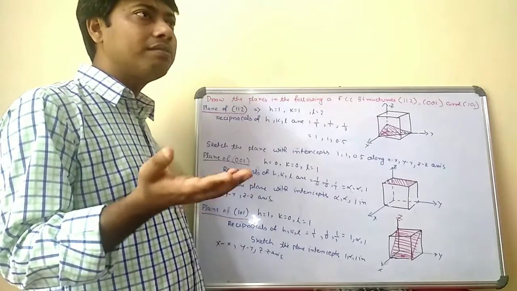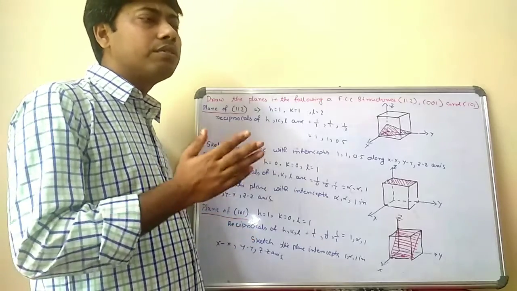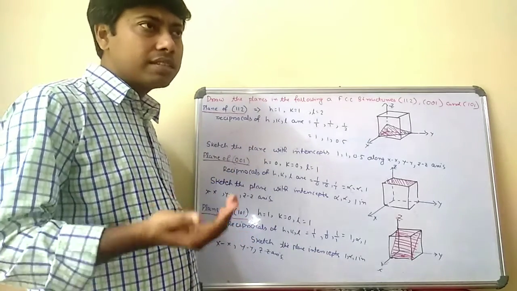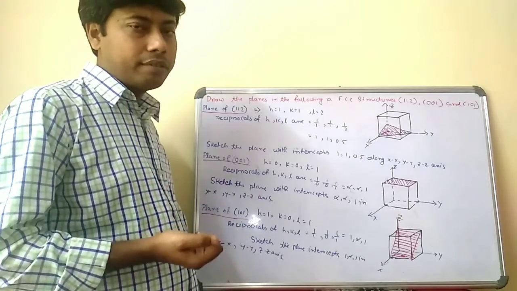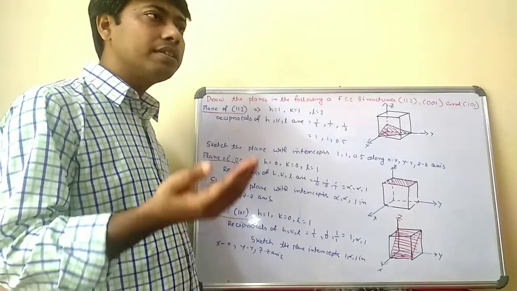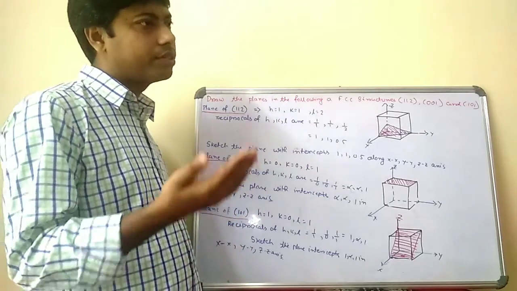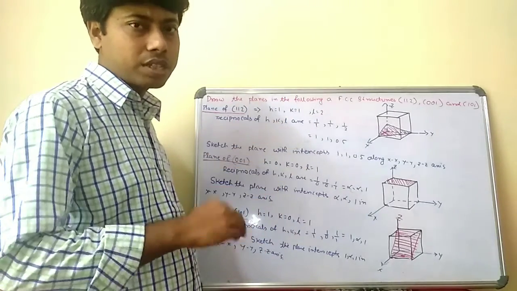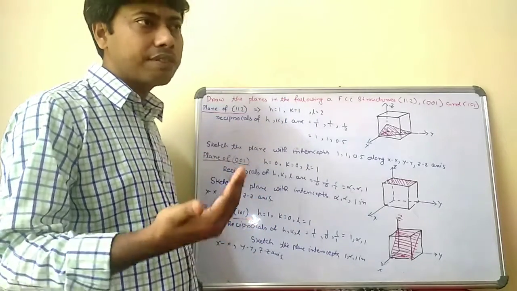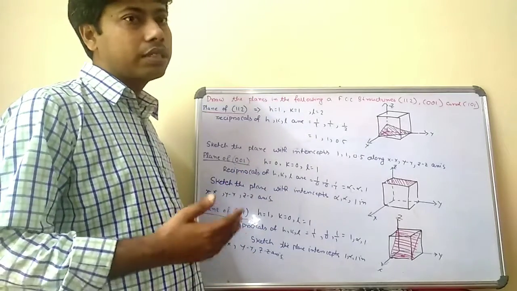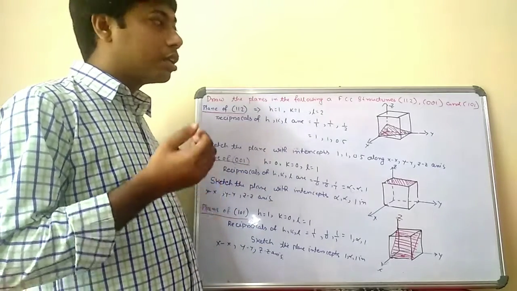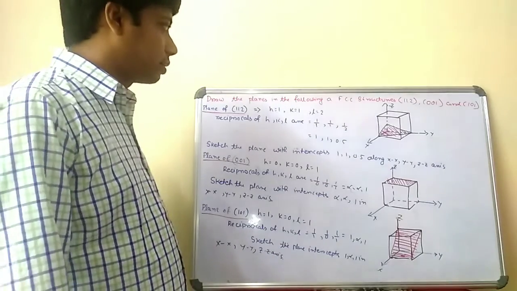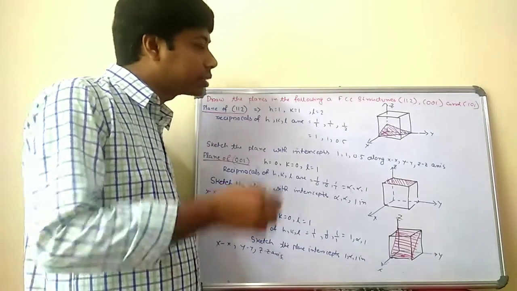And again, reversibly, if you know the Miller indices, you can easily draw the plane. Okay, so if you know the plane, you can easily convert into Miller indices, or if you know the Miller indices, you can easily convert into the plane in which the atoms are oriented. So Miller indices is basically a graphical representation of the crystallography. Okay, now let's take a numerical on this: draw the planes in the following FCC structure.